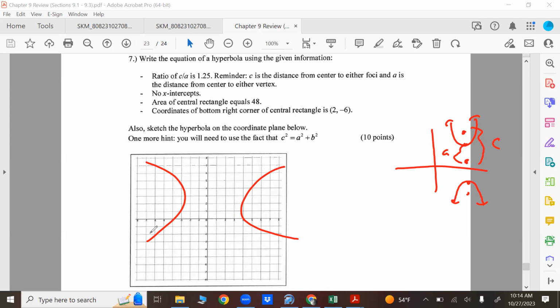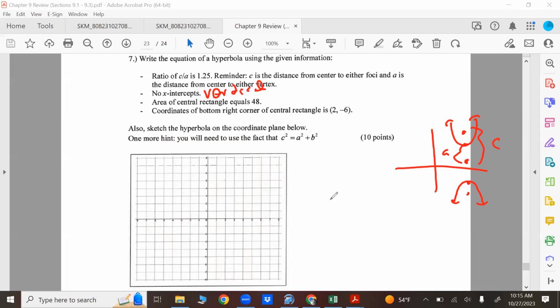The range is all real numbers, right? Think about the range. Range is all real numbers for sideways or horizontal hyperbolas. But for vertical hyperbolas, the range is not all real numbers. It's limited. The domain's all real numbers, not the range. So this tells me this is vertical. Okay, that's good. Okay, the area of the central rectangle equals 48.